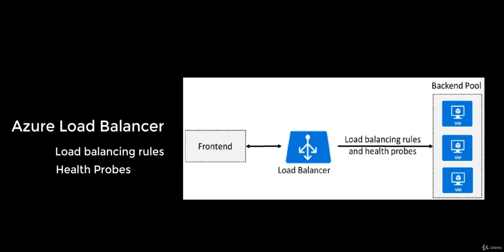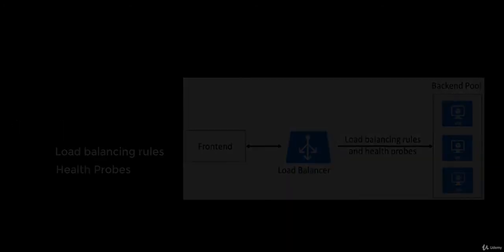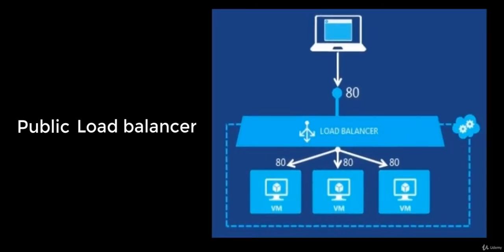Let's talk more about public load balancers and internal load balancers in the upcoming lessons. There are two types of load balancers, public and internal. A public load balancer maps the public IP address and the port number of the incoming traffic to the private IP address and the port number of a virtual machine.